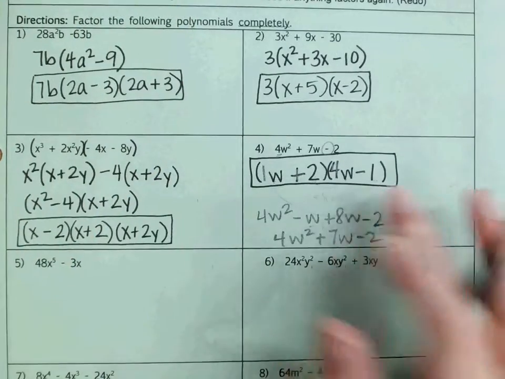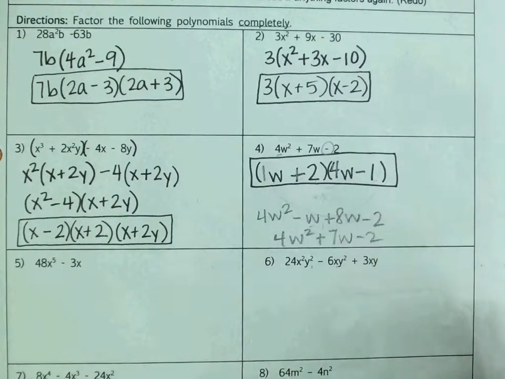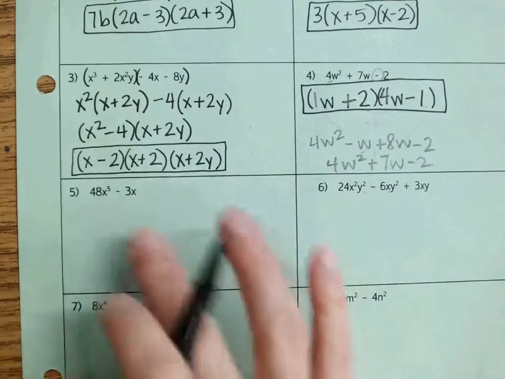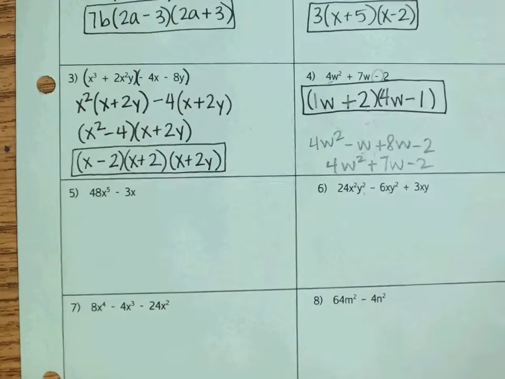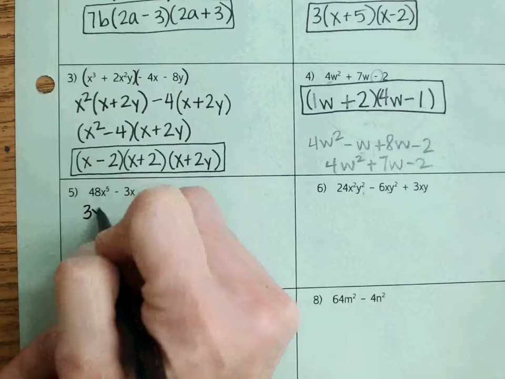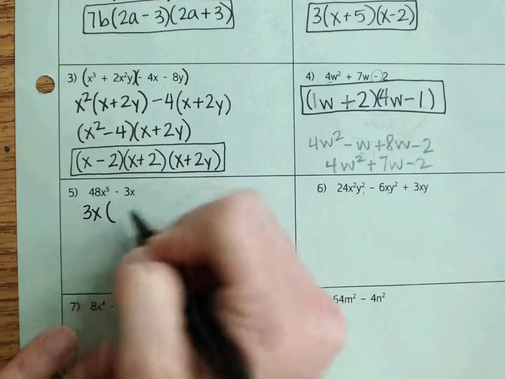Don't let this throw you off. Sometimes there is no GCF, sometimes there's nothing more we can factor. It's just this. Let's go ahead and try number 5. So for number 5, again, let's look at a GCF. We have a 3x that I can factor out. So I'm going to factor out a 3x.